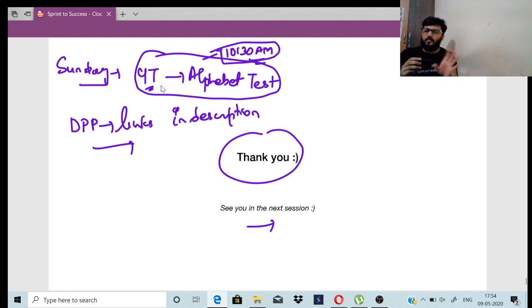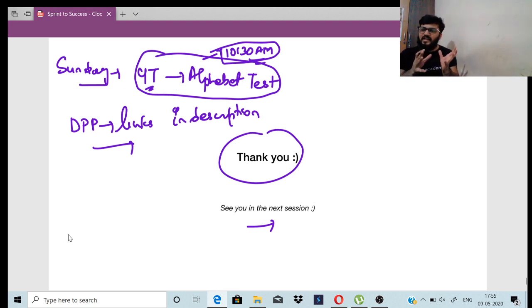Yes, actually the problem with clocks and calendars is you need to learn most of the basics, okay? And in one class only I cannot explain the whole basics of clocks and calendars. The practice sheet is not given in the description. So don't worry, Ishika, I will mail you all the practice papers.